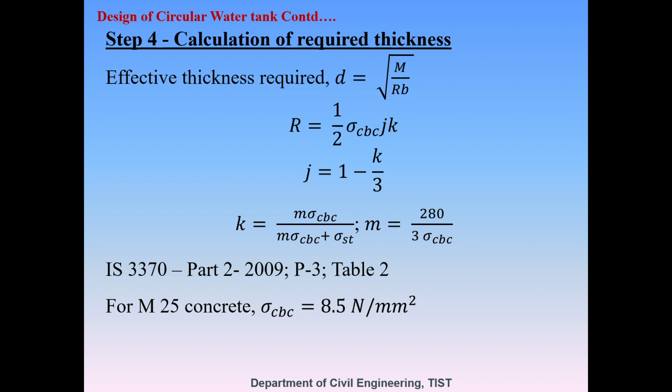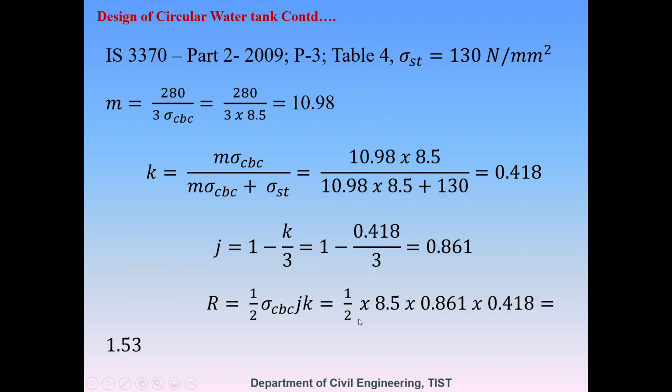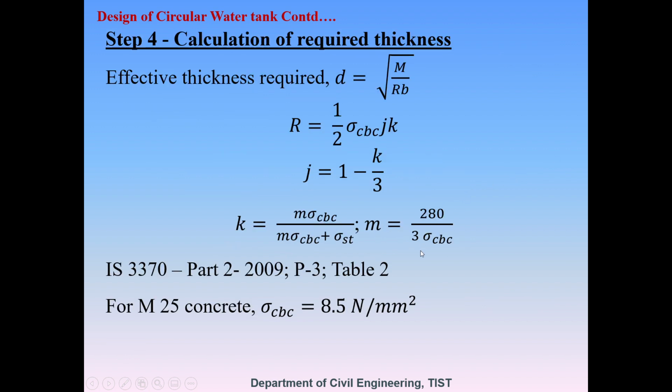From IS 3370 part 2, page number 3, Table 2, for M25 concrete, sigma CBC is 8.5 Newton per mm square. And from Table 4, sigma ST is 130 Newton per mm square. By substituting the value of sigma CBC, you will get the value of M. By substituting M, sigma CBC and sigma ST, you will get K. Substituting K, you will get J. Then substituting these values, you will get R. And substituting here, you will get the required thickness of the wall.